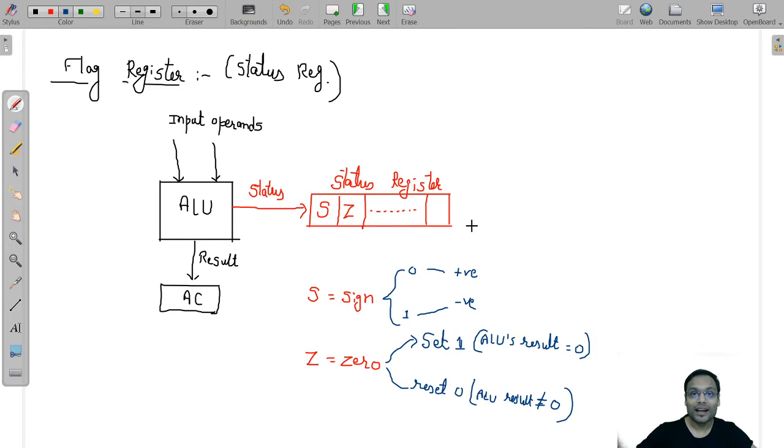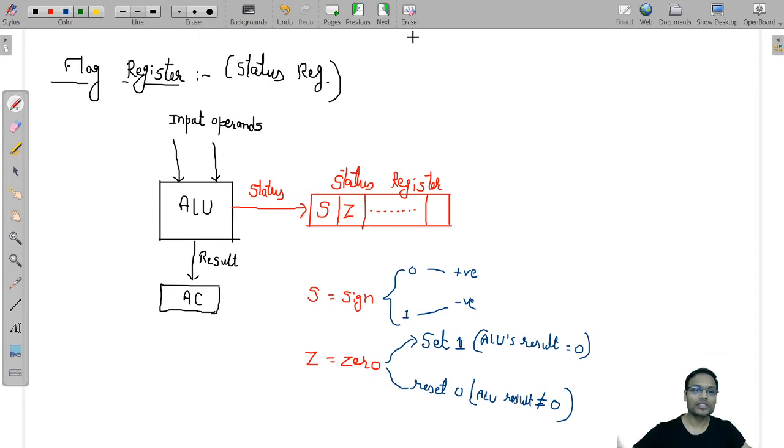You need to give me the answers. You need to type down here so that I can know that you are learning, right? So what is the necessity to store these status of the ALU result? Okay, I'll tell you that later. First I'll write down the definition here.